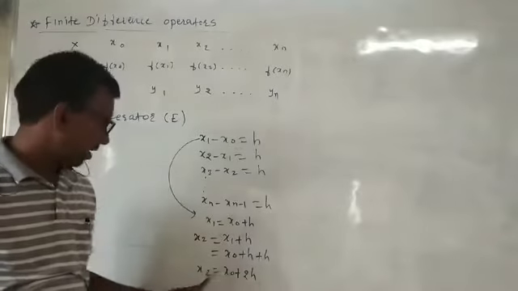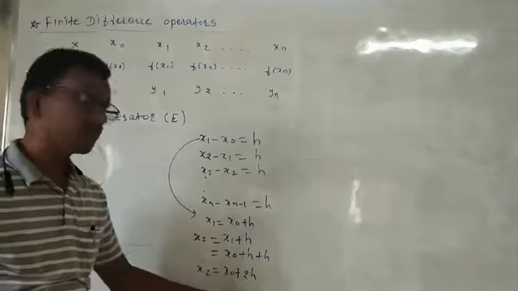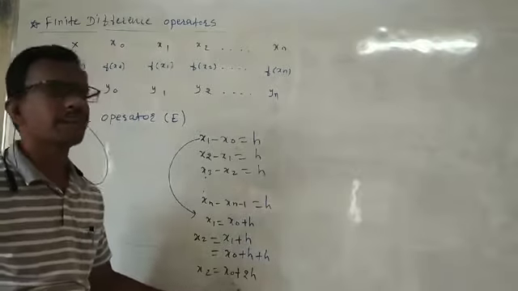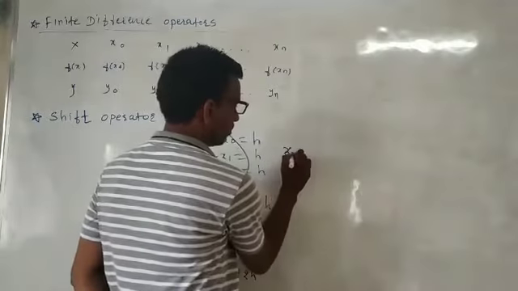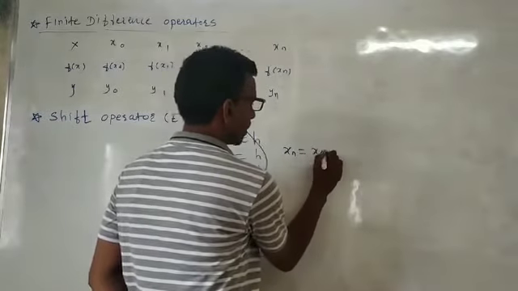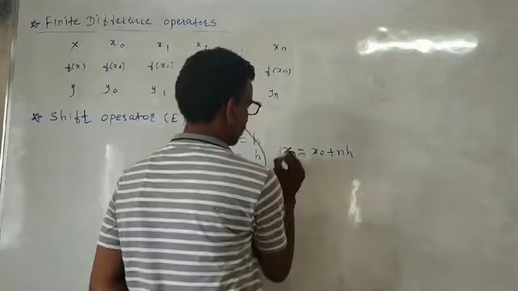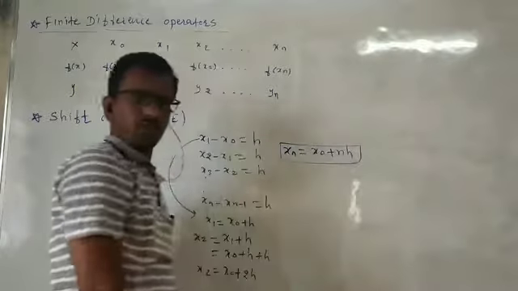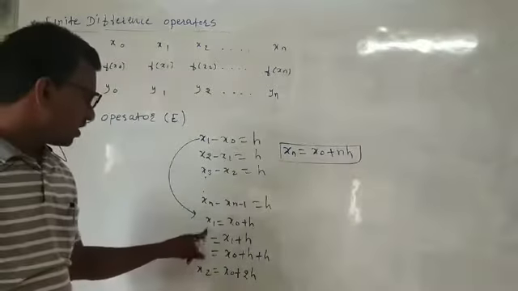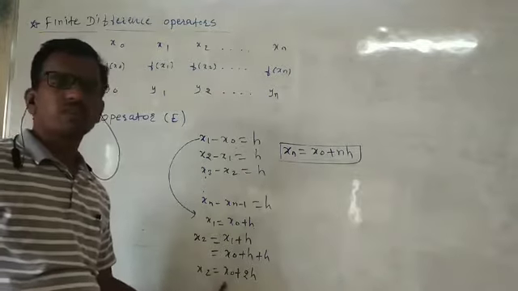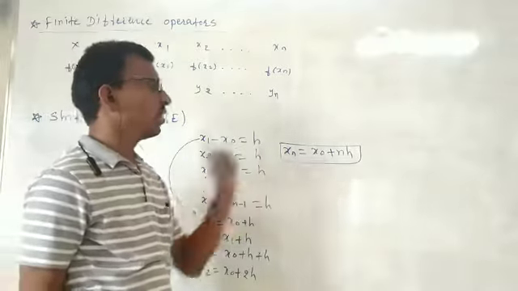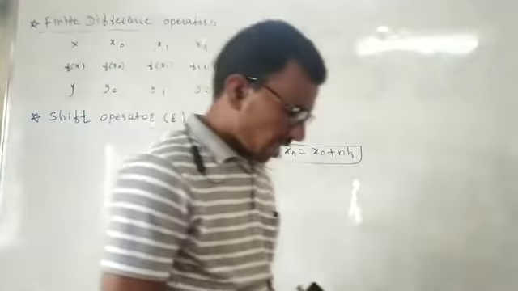Similarly, x3 is equal to x0 plus 3h. x4 is equal to x0 plus 4h. x5 is equal to x0 plus 5h. And in general, we can write xn is equal to x0 plus nh. Okay. x1 is equal to x0 plus h, x2 is equal to x0 plus 2h, x3 is equal to x0 plus 3h, xn is equal to x0 plus nh.